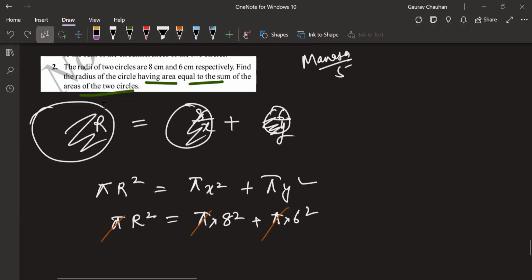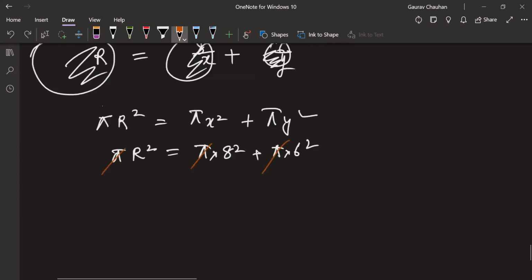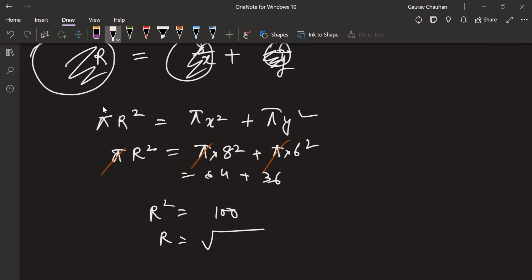You will have 64 plus 36. That will be 100. So root over 100 it will come. Remember, there is an r square involved here. Some of you are happily forgetting this square in many questions. So finally, you will get r square equal to 100, after adding the 64 plus 36. So r will be equal to root over 100. That will be 10 centimeters. Remember to write the unit.